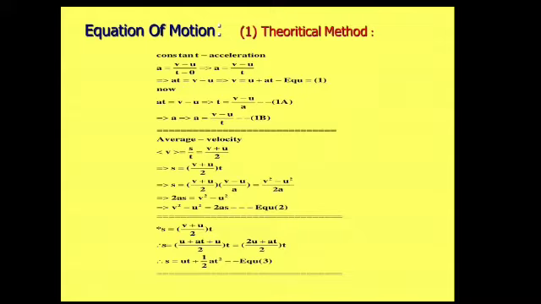So we can use this theoretical method and we can use the equations of motion according to the condition in which the acceleration remains constant or uniform. That means we are taking uniform accelerated motion. So we can use these equations of motion when the acceleration is constant, and these three equations are known as the equations of motion.